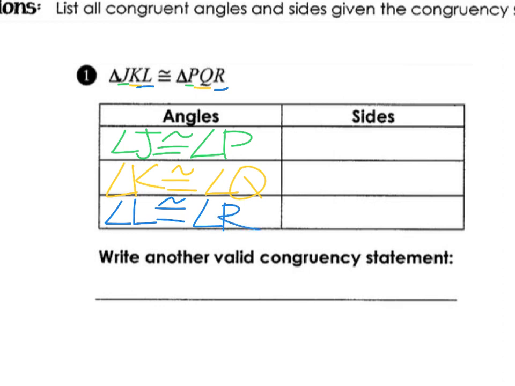All right, now if we want to deal with the sides, start with the first two letters here and the first two letters here. So JK is congruent to PQ because they're both the first two letters. Then we can say that KL is congruent to QR because those are both the last two letters.